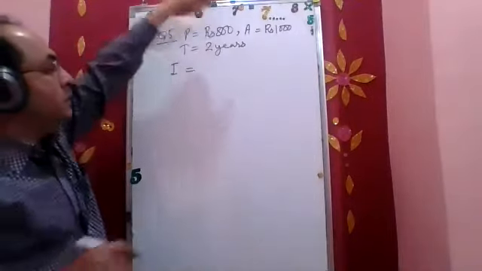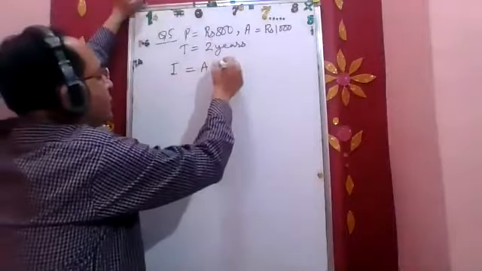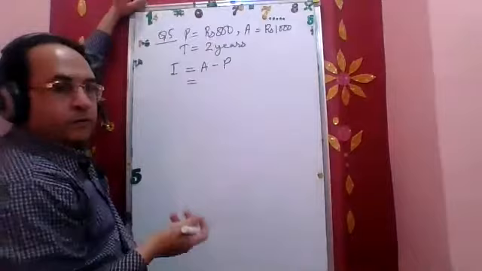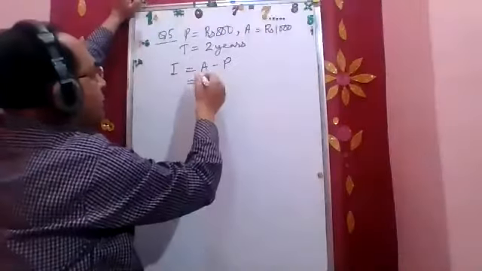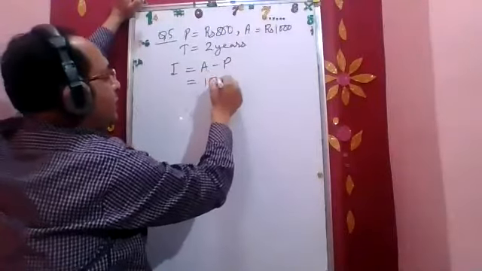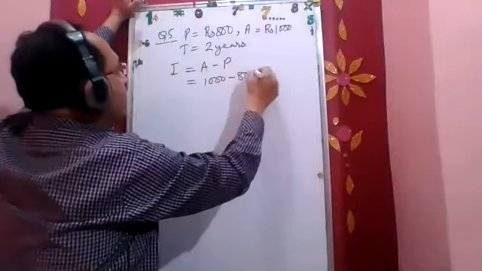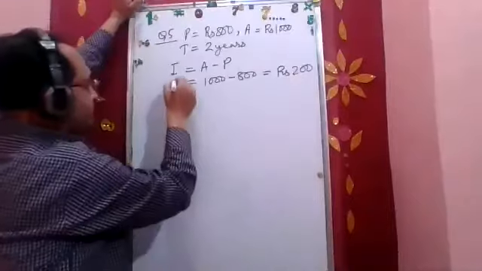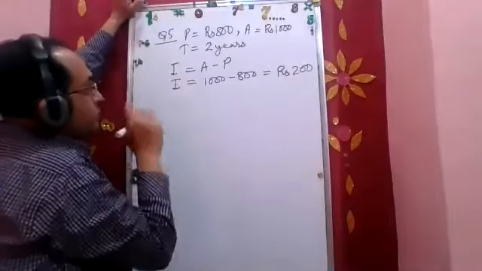Amount minus principal. Here you cannot apply P into R into C. So we can find out the interest in a simpler way: amount minus principal. So that is 1000 minus 800, that is 200. And so the interest is 200.